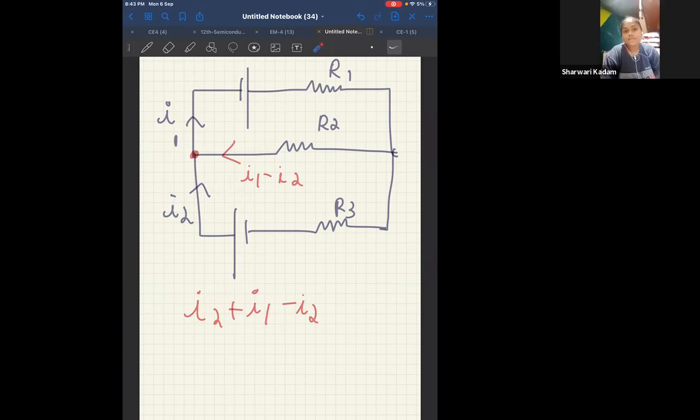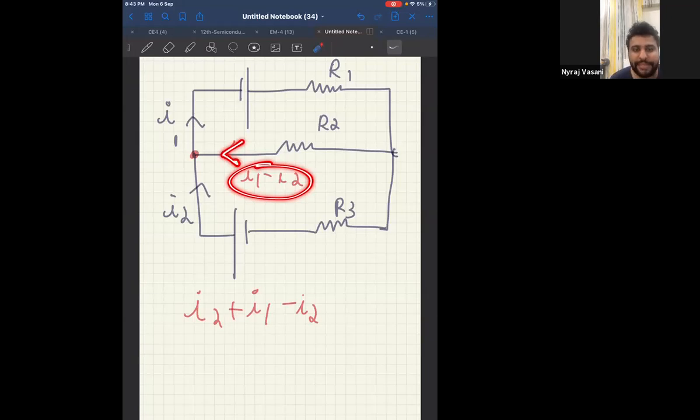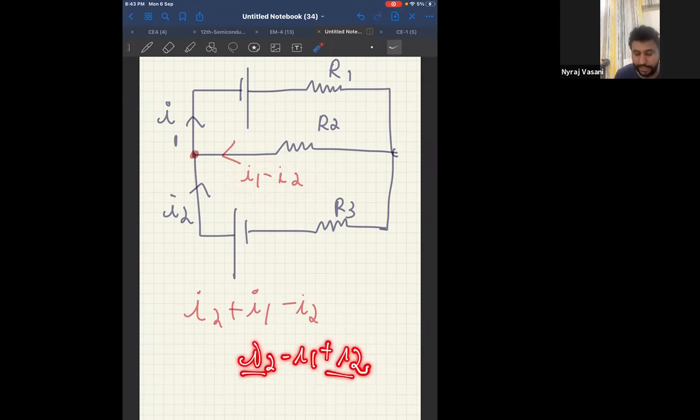Yes, sir. You can do permutation combination. You can take I2 minus I1 also. Now, if I take over here I2 minus I1 with the same logic, tell me, will my KCL be satisfied? Let us try. So it will be I2 minus I1 plus I2, the current entering the node. Therefore, I2 plus I2, 2I2 minus I1 should be leaving. It is not leaving. Therefore, I cannot take I2 minus I1. I have to take I1 minus I2.